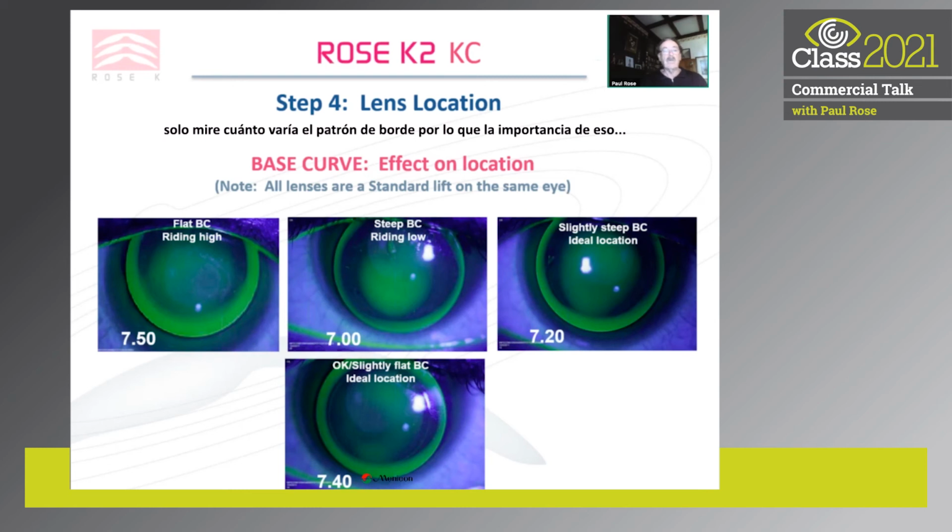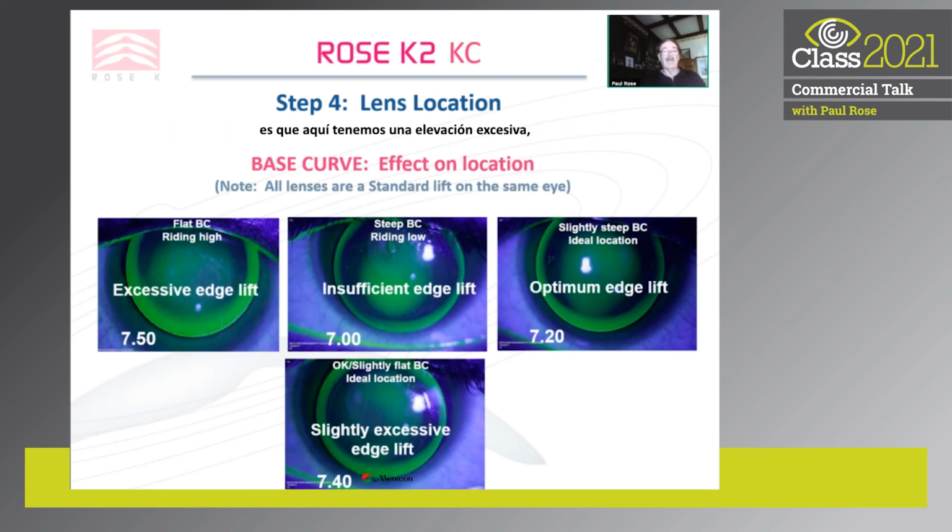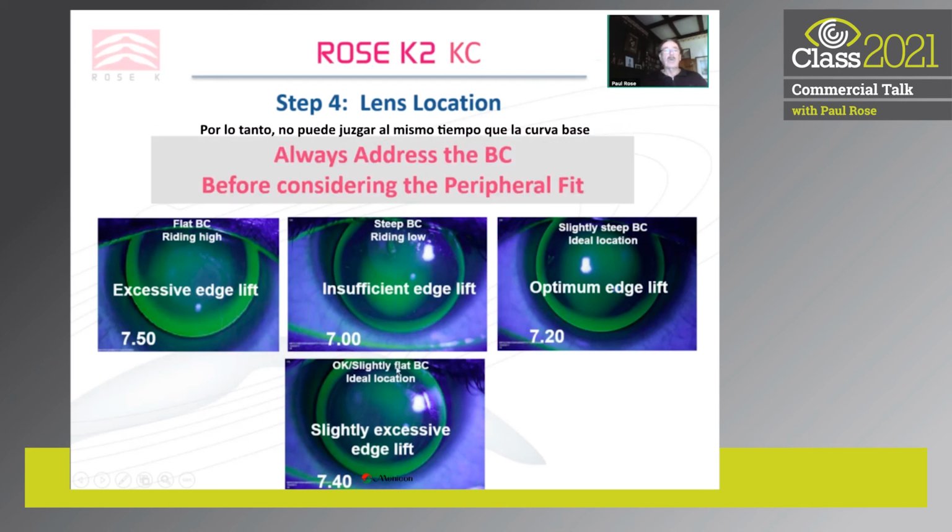So the importance of that is here we have excessive lift, we don't have sufficient, we have quite a nice result here and here. So as you steepen your base curve, it will change your edge lift pattern and it will reduce the fluorescent band you see. So you cannot judge both the base curve and the edge lift together. Always get your base curve correct before you consider the peripheral fit.